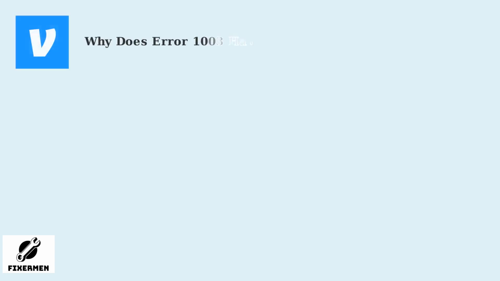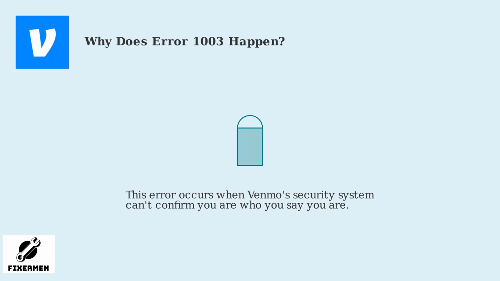As of early 2026, Venmo has reinforced its authentication protocols to combat rising cyber threats, making this error more common but also more solvable. Error 1003 happens when Venmo's security system can't verify your identity. The system acts like a lock that only opens for the correct key.